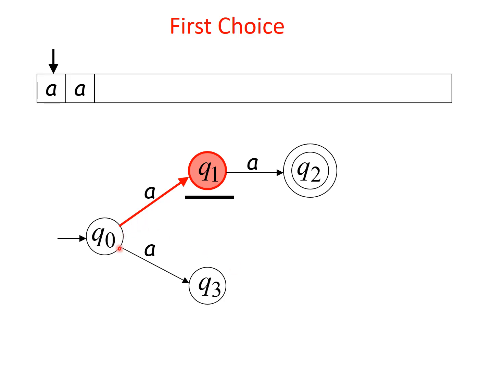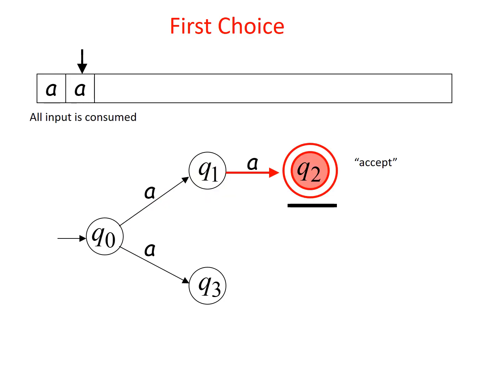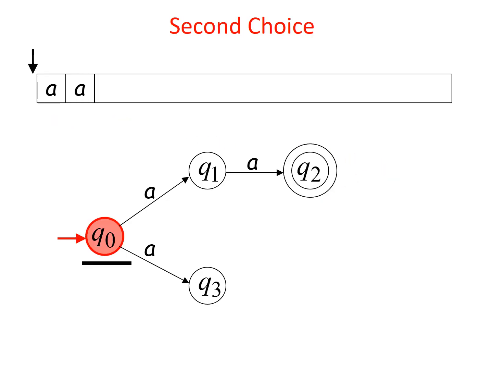On A, q naught on A goes to the q1. We have an input of two A's. The first input is read, and the second A is also read, and it will go to q2. All input is consumed, the input buffer becomes empty, and at the same time it reached the final state. Then you can say it is accepted.